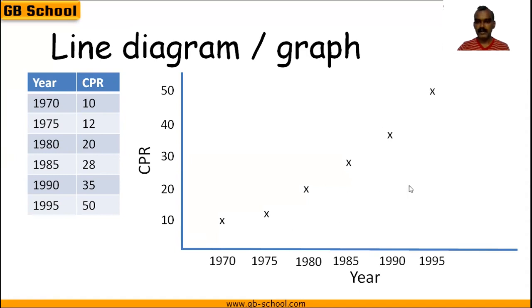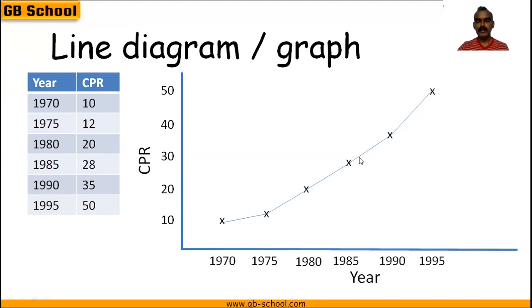After plotting these corresponding values, next we have to connect these plots like this. We have to connect these plots. So now the same data is given in the form of a table as well as in the form of a figure. From this line graph, we understand that the CPR rate is gradually increasing from 1970 to 1995 in India.